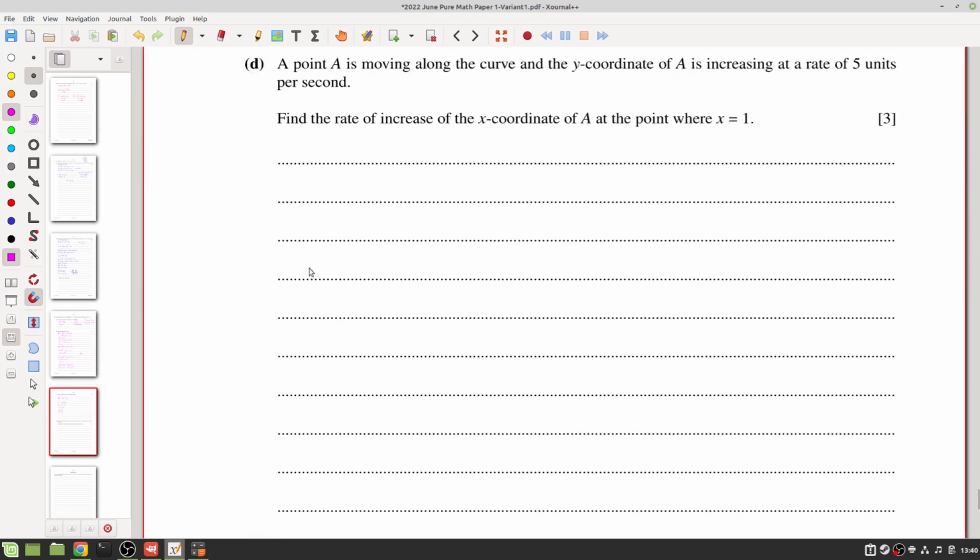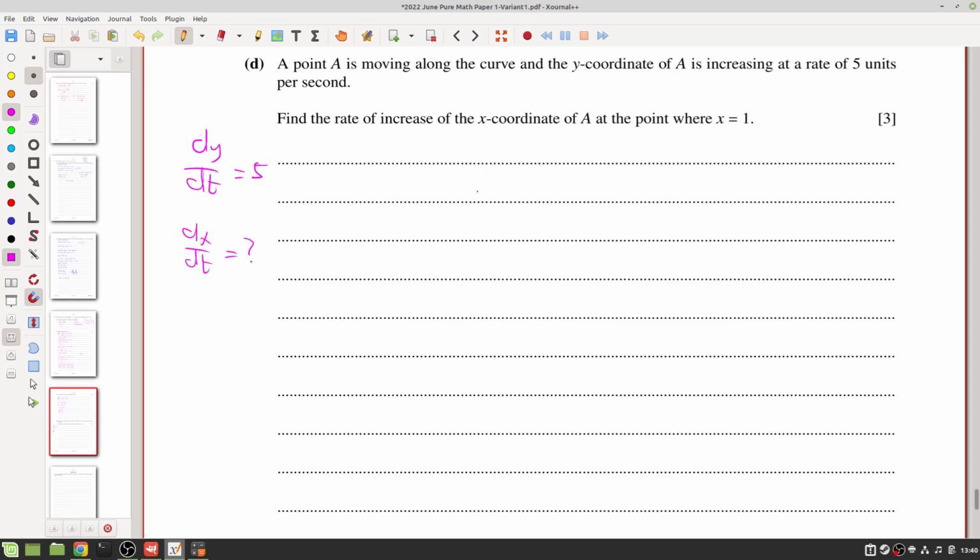Alright, now question D. A point A is moving along the curve and the y coordinate of A is increasing at a rate of 5 units per second. Okay, so that is basically our dy dt, with respect to t. That's 5. Now find the rate of increase of the x coordinate. So we're looking for dx dt of A at the point where x equals 1.